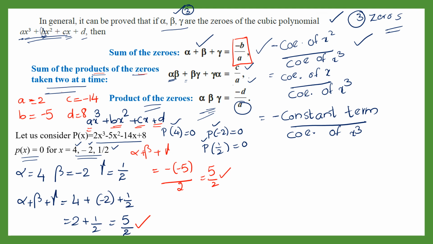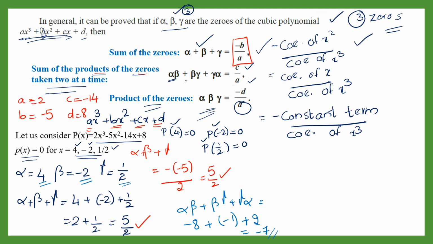Now, let's do the sum of the products of zeros taken two at a time. That means alpha beta plus beta gamma plus gamma alpha. Alpha into beta, that means 4 into minus 2, is minus 8, plus beta into gamma, that means minus 2 into 1 by 2. 2 and 2 get cancelled, you will get minus 1, plus gamma into alpha, 1 by 2 into 4. Half into 4 is 2. So minus 8 minus 1, minus 9 plus 2 is minus 7. So when you did alpha beta plus beta gamma plus gamma alpha, you got minus 7.